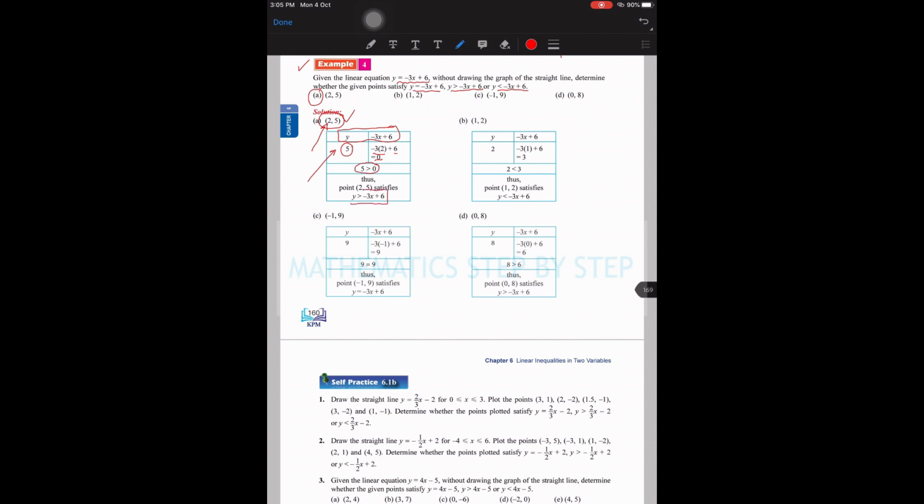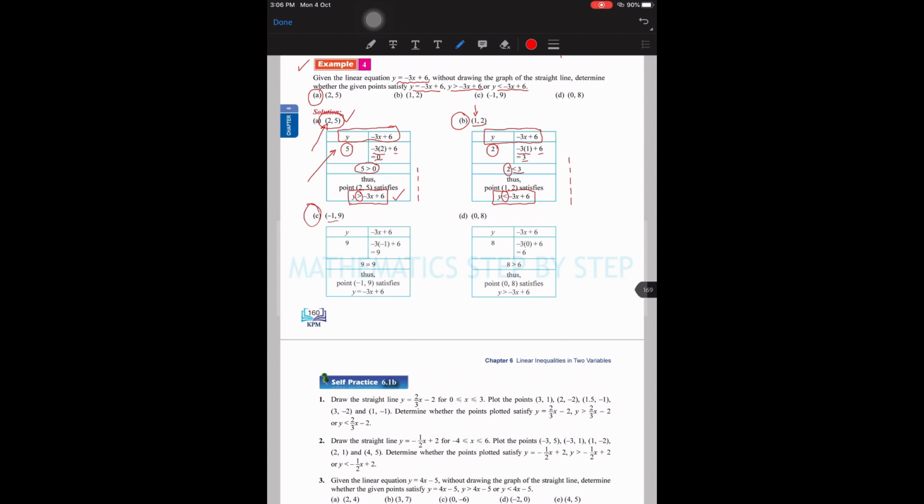So it satisfies y is greater than negative 3x plus 6, okay? If we were to sketch this, we will use a dotted line, because it is greater than. Then B, (1, 2). We know y equals negative 3x plus 6, okay? This is the equation given. Then when x equals 1, negative 3 times 1 plus 6 gives us 3. So we can see that 2 is less than 3. So it is situated below the straight line. So it satisfies y is less than negative 3x plus 6. Okay? Because it is less than, again, when we sketch it, we will use a dotted line.